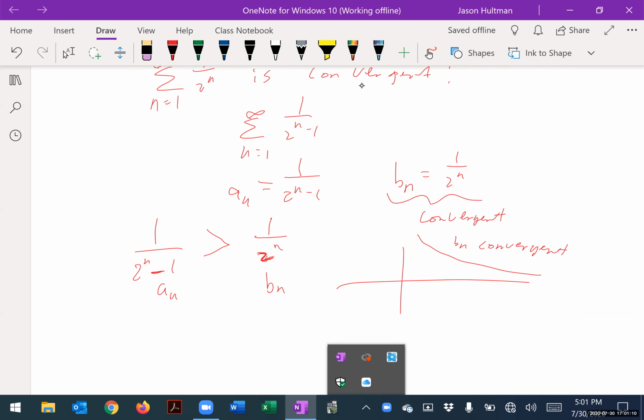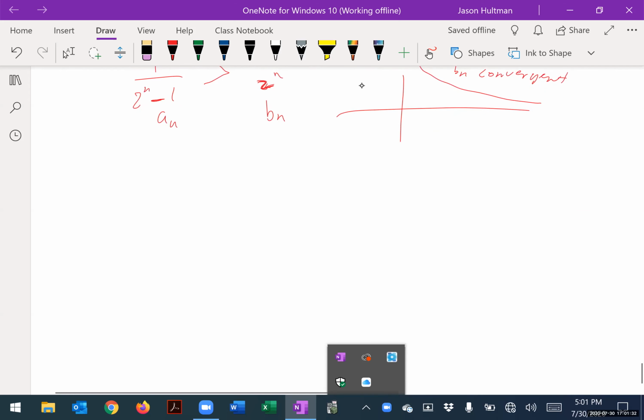a sub n is always slightly bigger. It's always slightly bigger than b sub n. So I'm done, right? Or I have to choose what I'm going to compare it against. No, don't do that, okay? If you choose wrong, it's okay if your choice is close.